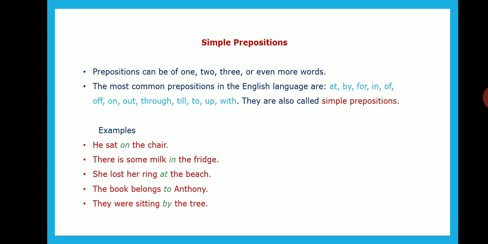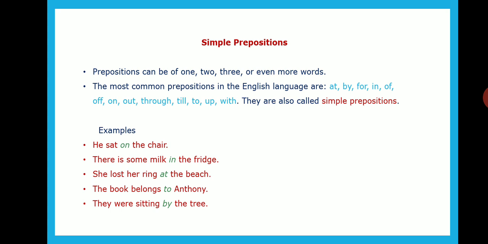Simple prepositions, as the name suggests, are very simple. A preposition can be of one, two, three or even more words. The most common prepositions in the English language are simple prepositions. Examples: at, by, for, in, of, on, out, through, till, to, up, with. All these are simple, small words, and they are called simple prepositions. Let us read the sentences. I will read only two sentences. The rest of the sentences you can read on your own.